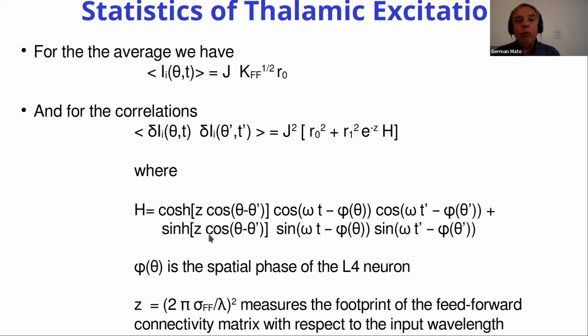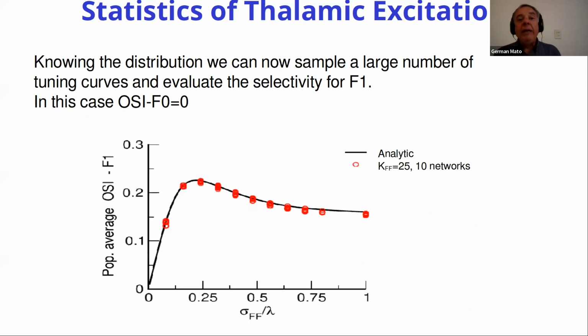So once we have the statistics, we have a mean value, we have correlations, and we know that it is a Gaussian variable. What we can do is generate, with this statistical structure, a lot of tuning curves simply by extracting random numbers with these correlations. We generate a lot of tuning curves and we measure the quantity that we want. For instance, we measure the selectivity for F1. It is found in this case that selectivity for F0 is equal to 0.